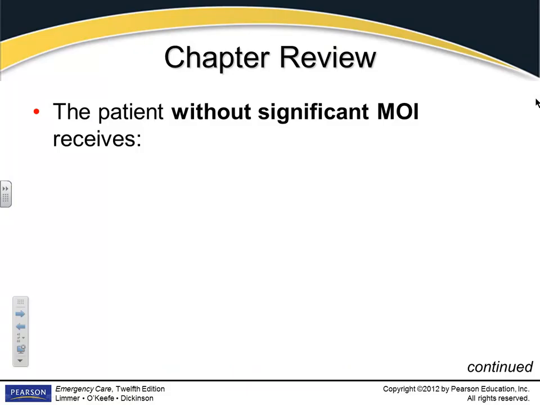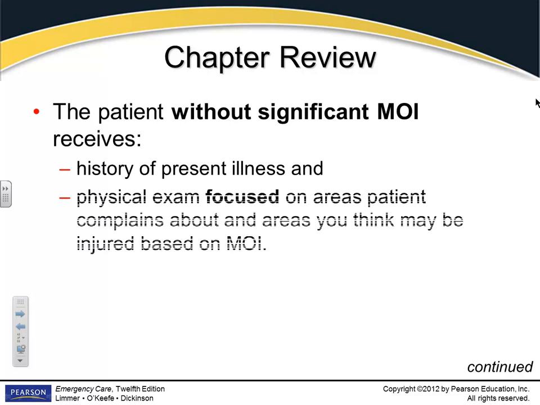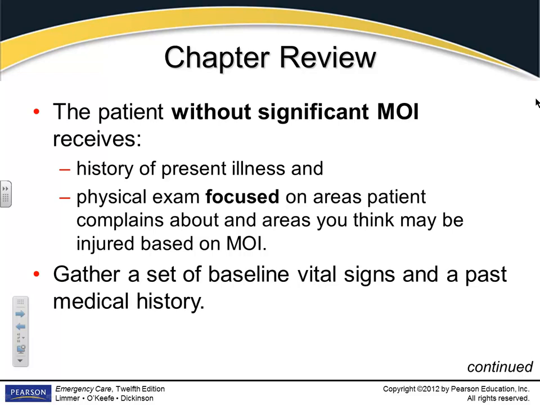So we got here. The biggest thing is going to be recognizing the patient with a significant mechanism of injury versus a non-significant mechanism of injury, if that makes sense. With no significant mechanism of injury, you get a history of illness. You're going to do a focused exam on whatever you think is going on with your patient. Get some baseline vital signs, past medical history.